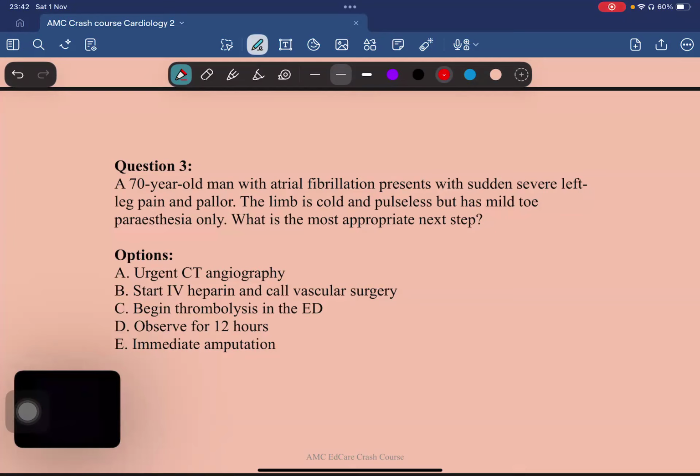My limb is cold and pulseless. Only is the most appropriate next step. They're asking the next step. Those are the ones that always catch my eye. Like they're asking the next step. So what would it be?